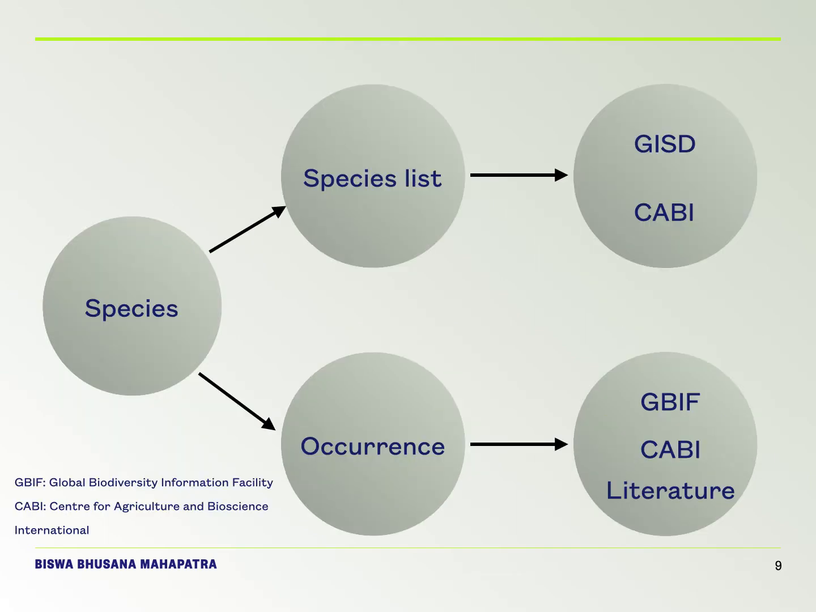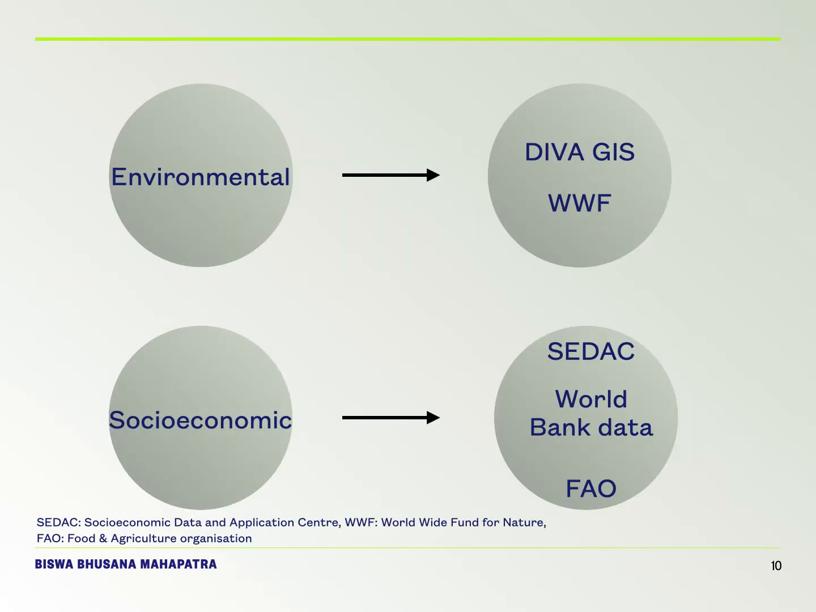Species data contains species lists and species occurrence data, which has been collected from open source databases like GISD, CABI, GBIF, and literature. Environmental data is from GIS and WWF. Similarly, for socioeconomic data, I referred to CIESIN, World Bank data, and FAO.